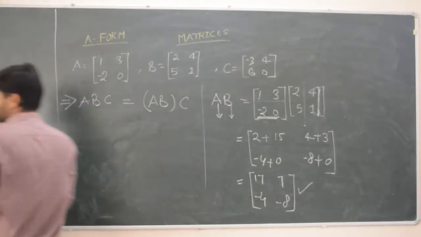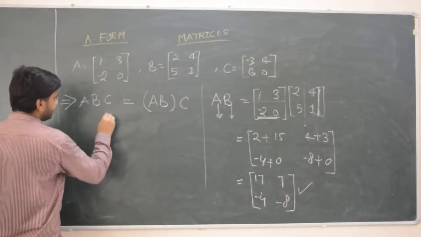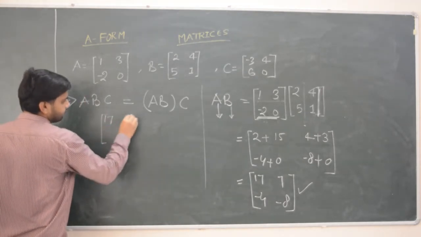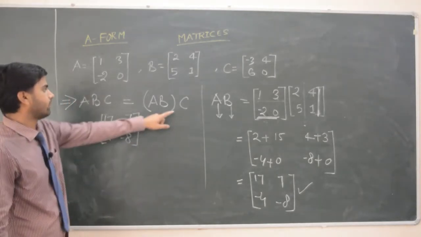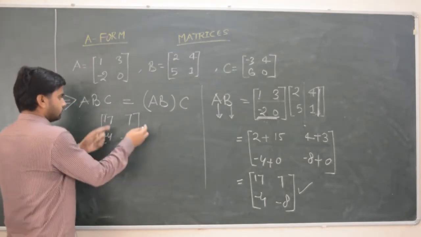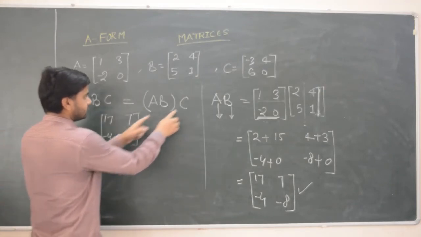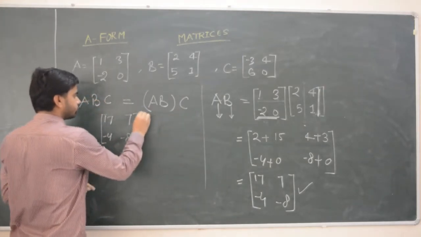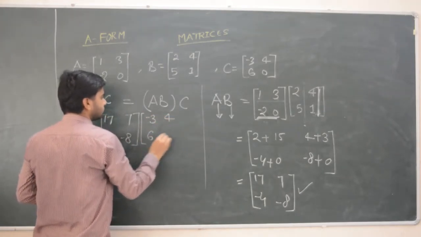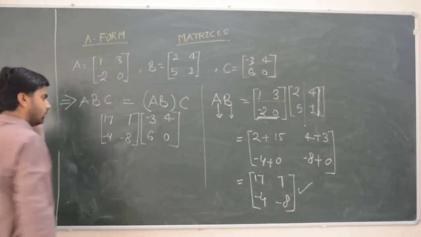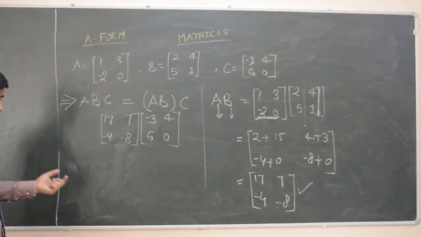So write down the value of matrix AB. The value of matrix AB is [17, 7; -4, -8]. And write down the value of the C matrix. First, on the left side I put the value of AB, and C is on the right side, so I am putting the value of C on the right side. Okay, so the C matrix is [-3, 4; 6, 0]. Now multiply these two matrices. Matrix multiplication is possible here.